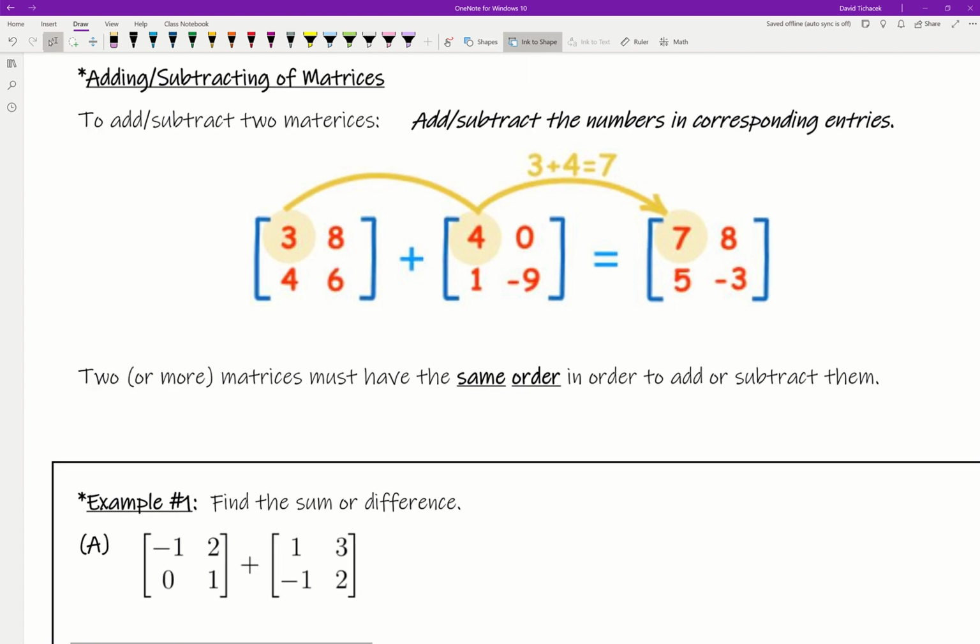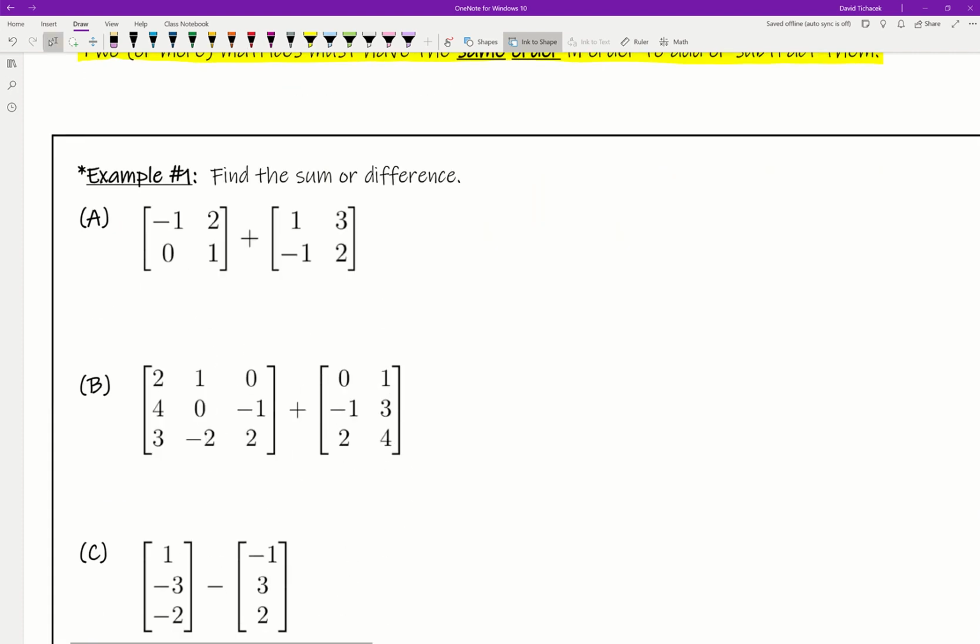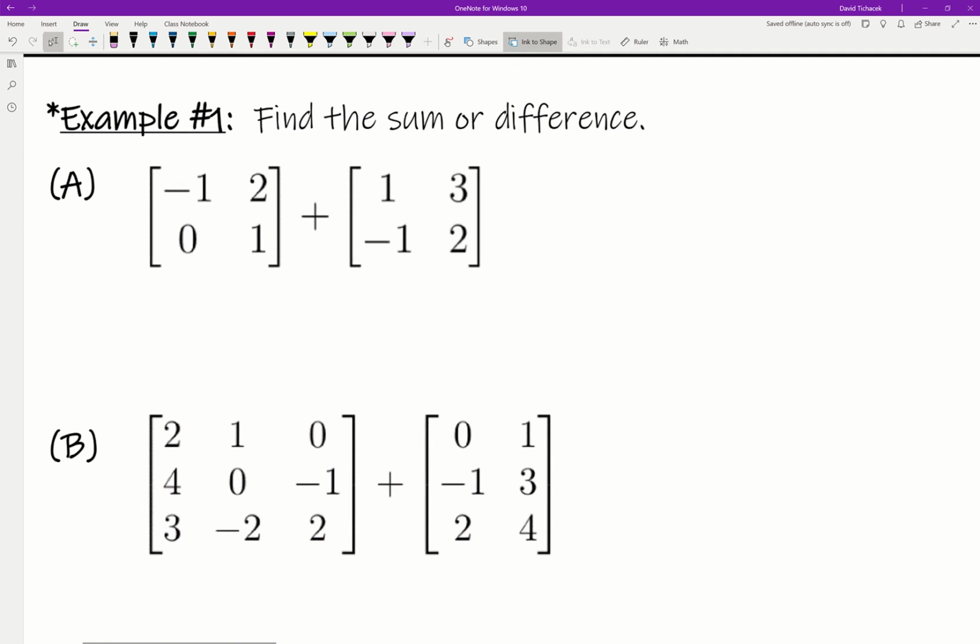Really straightforward. The only thing to point out here is this right here. It says 2 or more matrices must have the same order in order for us to add or subtract them. Again, the reason for that is because we have to have matching, corresponding entries to add or subtract together. If they're different orders, then we're not going to have certain entries match up to certain other ones, and so we wouldn't be able to make sense of how to add or subtract those entire matrices together. So let's take a look at a couple of examples here. Again, these are really straightforward, so we're going to blaze through these.